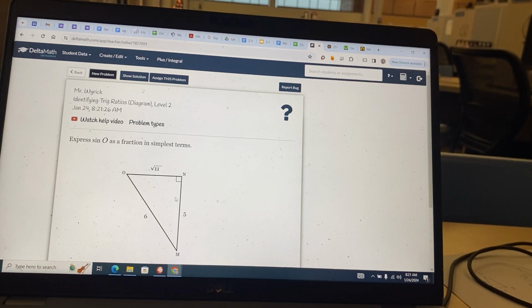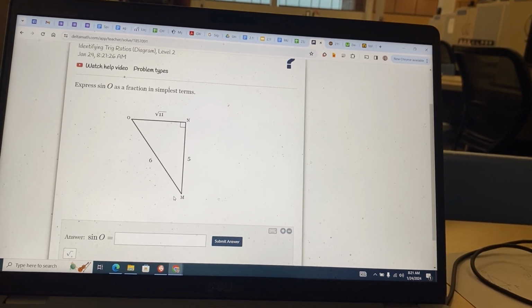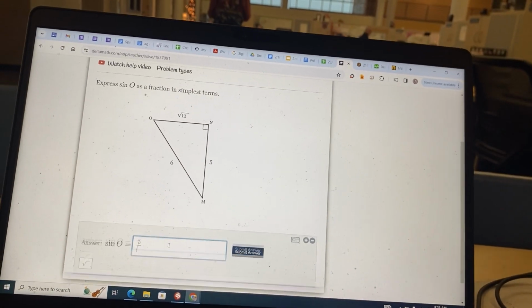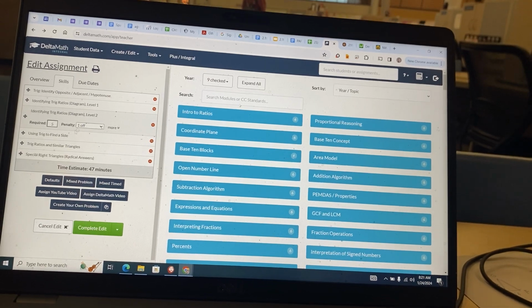This one's all listed. So the sine of O, the opposite over the hypotenuse, that's just going to be 5 over 6. Okay, so nothing too crazy in this section either.